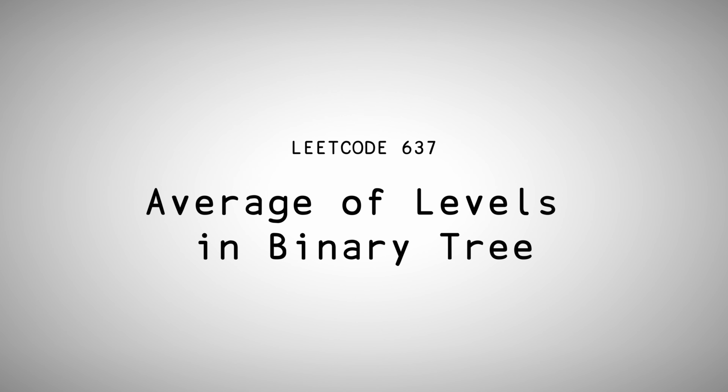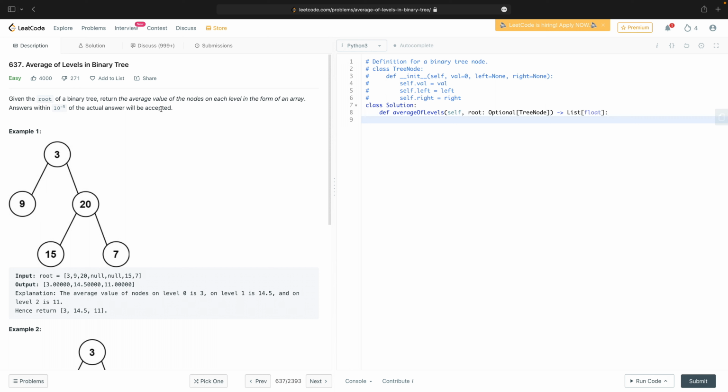Today we are doing the average of levels in binary tree problem. Jumping right in, given the root of a binary tree, return the average value of the nodes on each level in the form of an array. Answers within 10 to the negative 5 of the actual answer will be accepted. Okay.